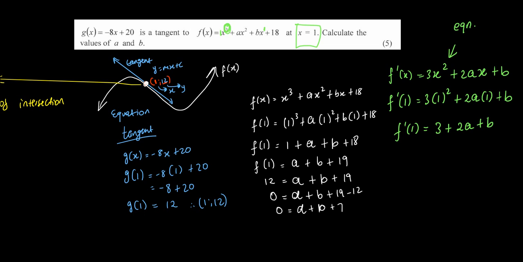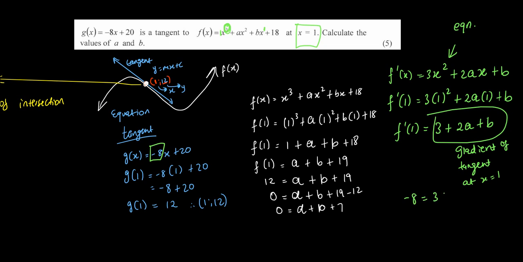Good people, what are we doing here? We're saying this is the gradient of our tangent at x equals 1. But my question now is, don't you have the gradient already of the tangent? You have it. So since we already have the gradient of the tangent, we know that this whole thing is going to be equal to -8. Why? Because our gradient at x equals 1 is -8. We were given that in the question. And that's another thing about calculus. They give you things silently. They don't say them out loud.